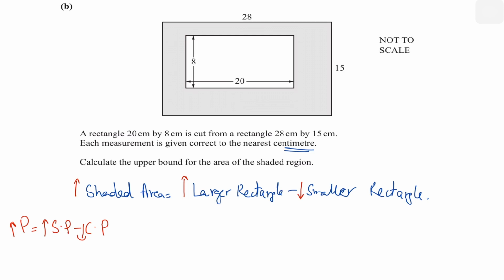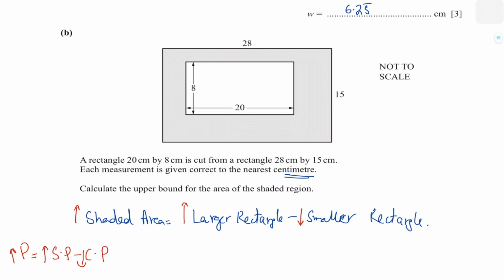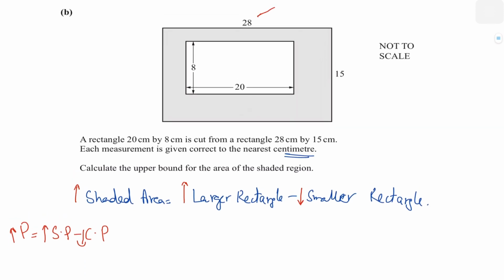So the dimensions that we have here are 28 by 15 of the larger rectangle. Now since they're both correct to the nearest centimeter, that means the upper bound of 28 is going to be 28.5. And how did I figure that out? We have 28 here, right? This is correct to 1 centimeter, so I'm going to divide 1 by 2, which is 0.5. If I want the upper bound, I will add 0.5 to 28, and if I want the lower bound, I will subtract 0.5 from 28. And this applies to every other length.